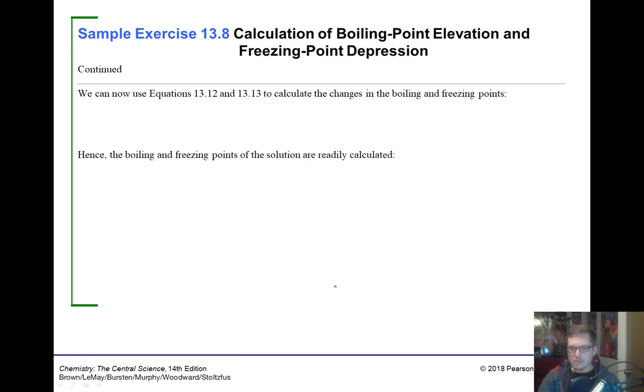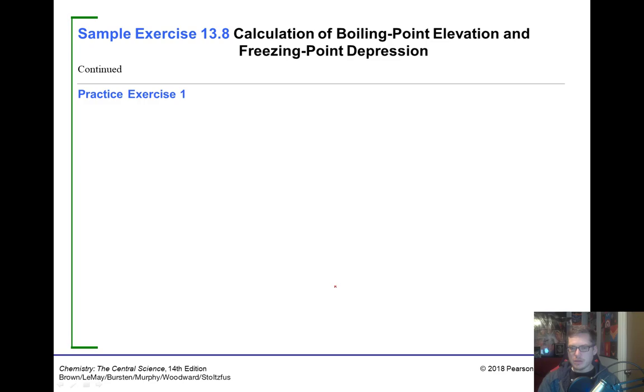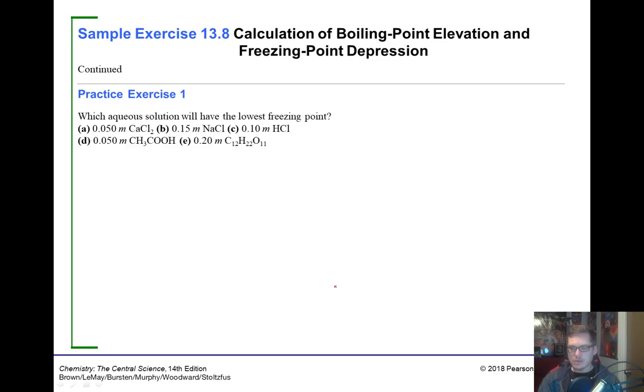We're going to skip this and do a practice problem, maybe. It says, which aqueous solution will have the lowest freezing point? Well, remember, these are all aqueous solutions, so that means the base starting freezing point is 0 degrees Celsius. We could actually calculate the freezing point for each of these solutions, because we could go back to that table, find the Kf value for water, and then multiply it by the molality and also the Van't Hoff factor.